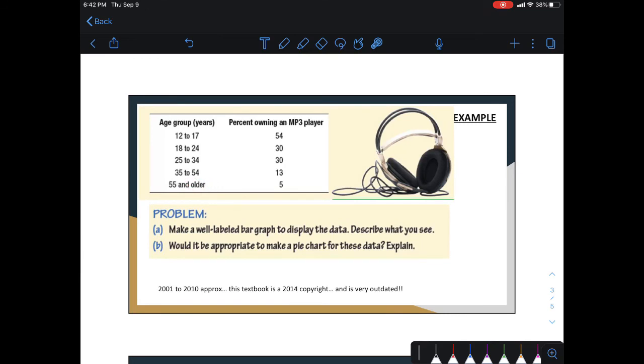That's the end, older. But nobody looked at data for 0 to 11-year-olds, right? So no, because the age groups don't include all ages. So we can't represent all ages with a circle, with a whole pie. So no, we can't use a pie chart for this. It would not be appropriate.